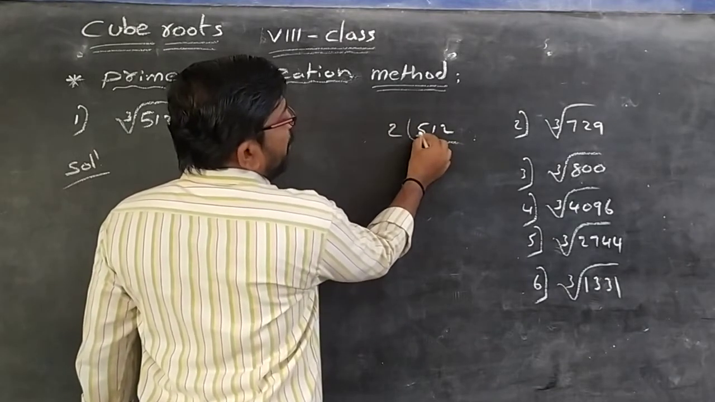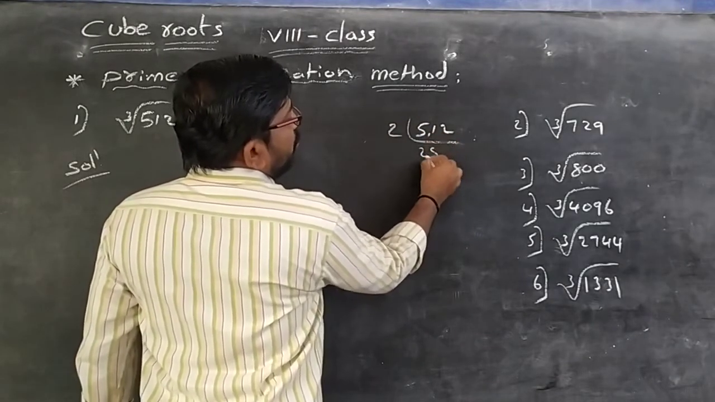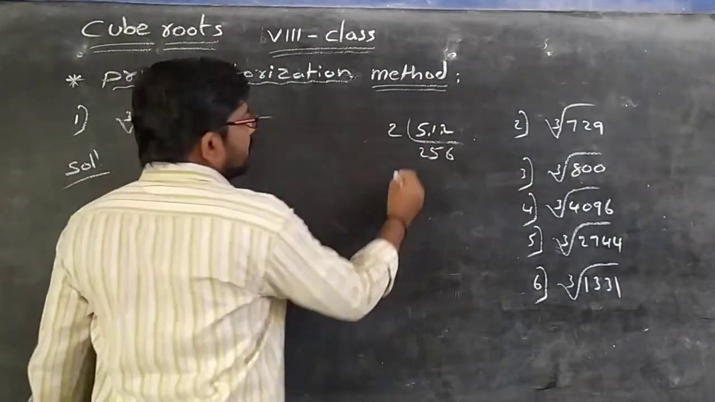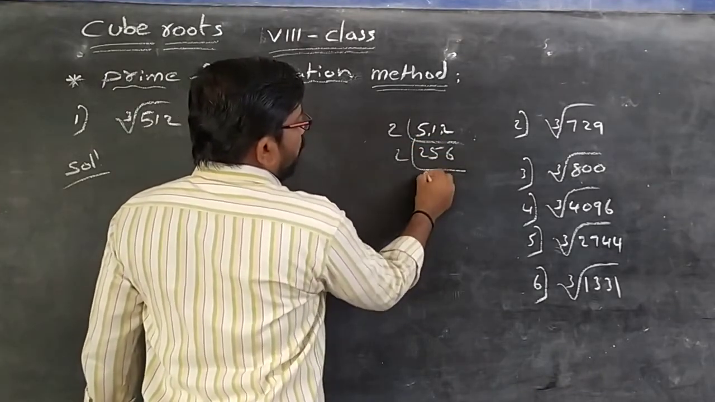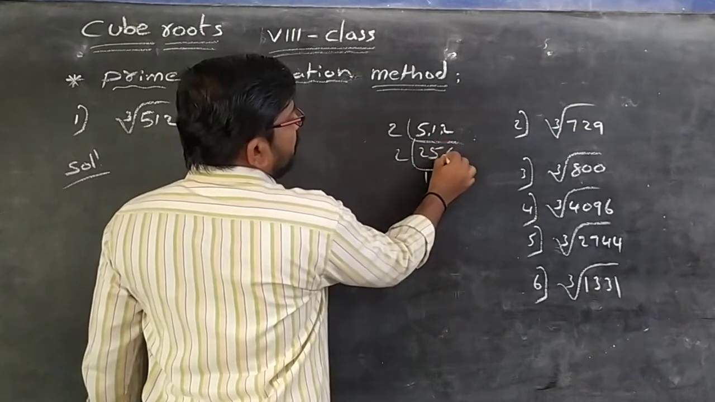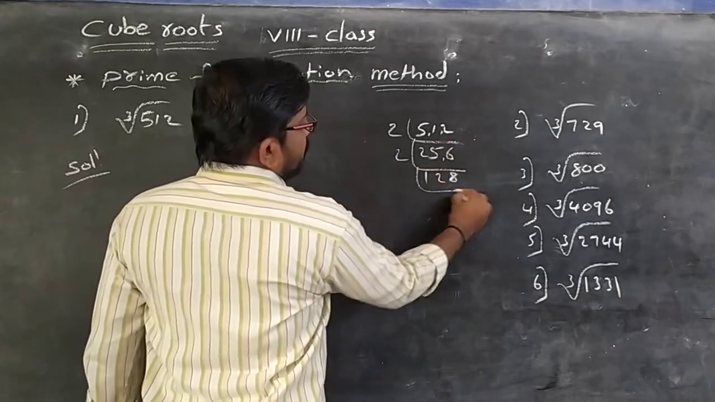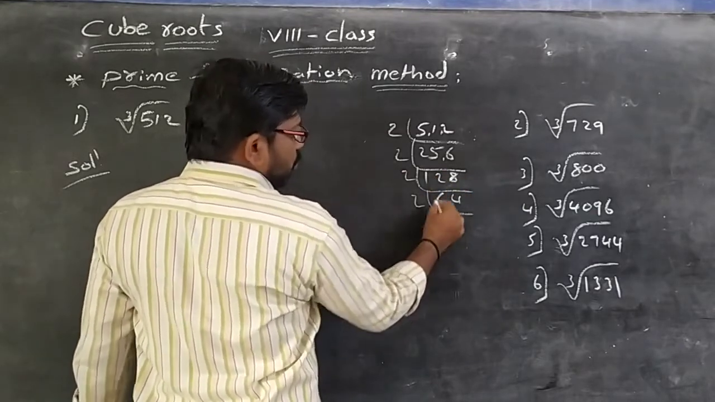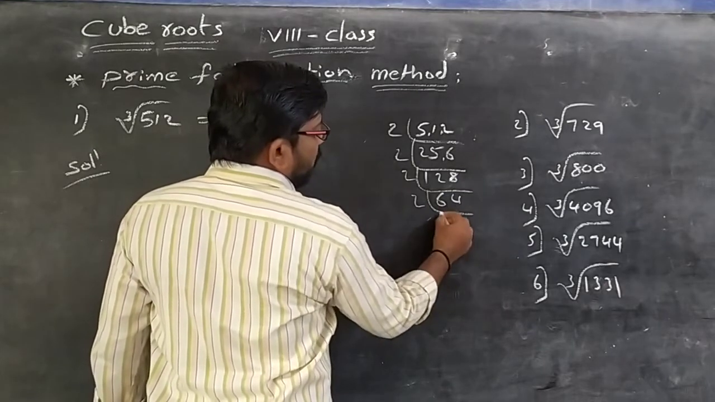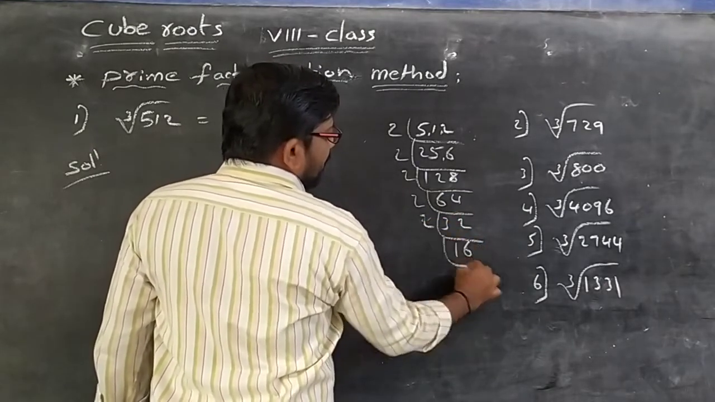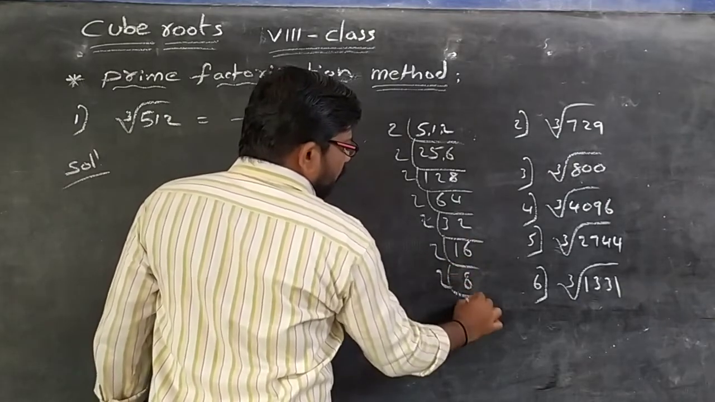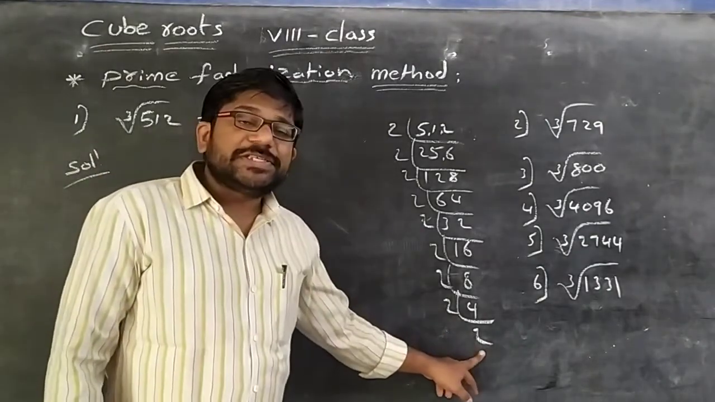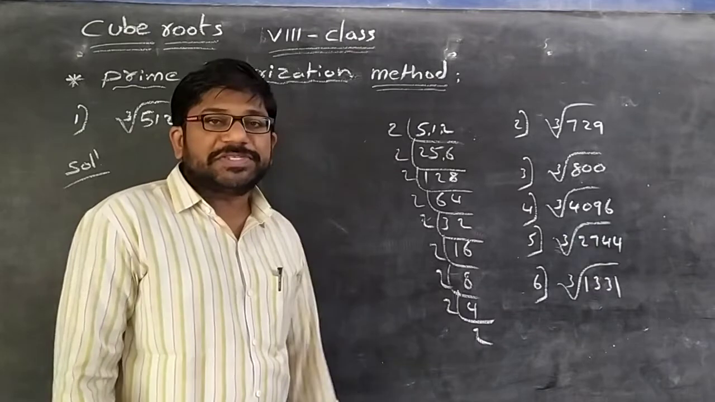2 2s are 4, 5 minus 4, 1 is there. 11, 2 5s are 10, 11 minus 10, 1 is there. 2 6s are 12. Again 2, it is even. 2 1s 2, 2 2s are 4, 5 minus 4, 1 is there. 2 8s are 16. Again 2, 2 6s are 12, 2 4s are 8. Again 2, 2 3s are 6, 2 2s are 4. Again 2, 2 16s, 2 8s, 2 4s, 2 2s. Now 2 is a prime number, so we stop this division.